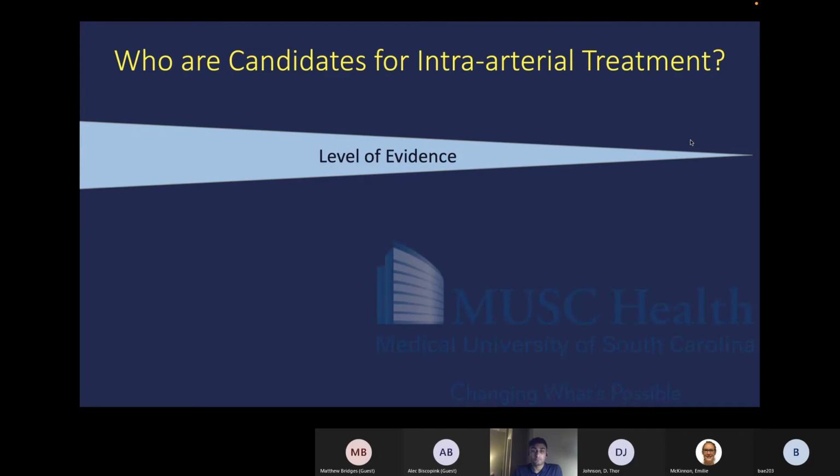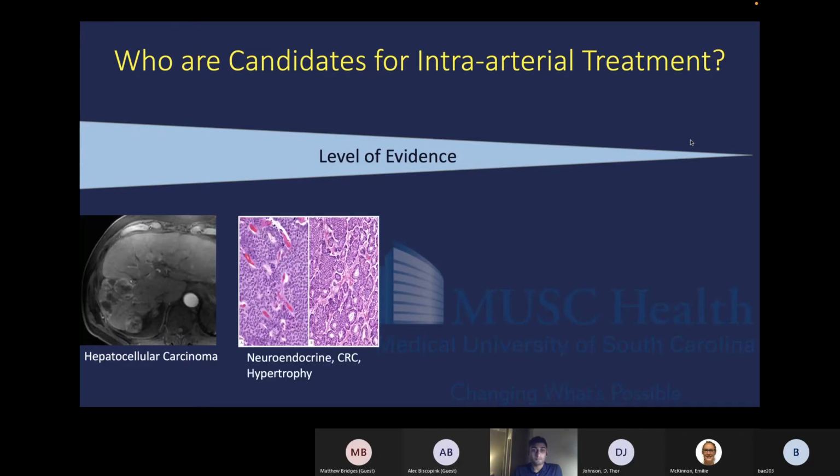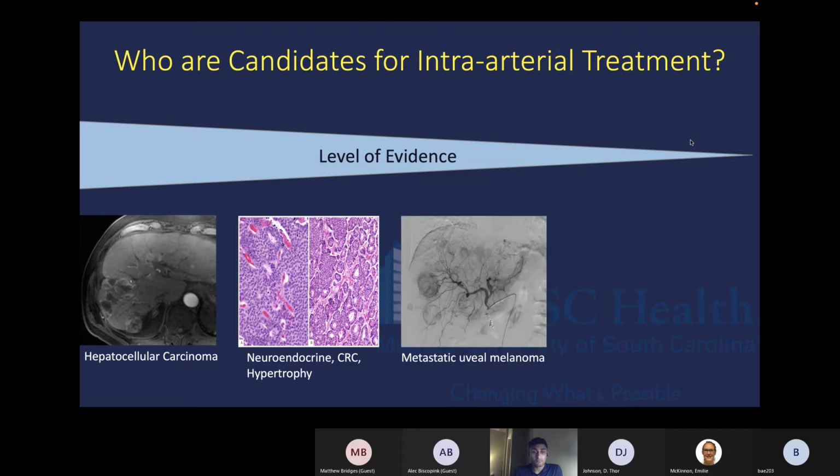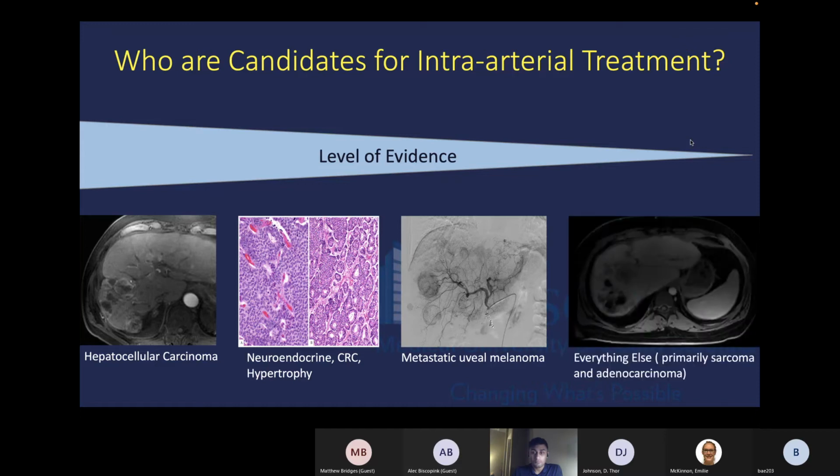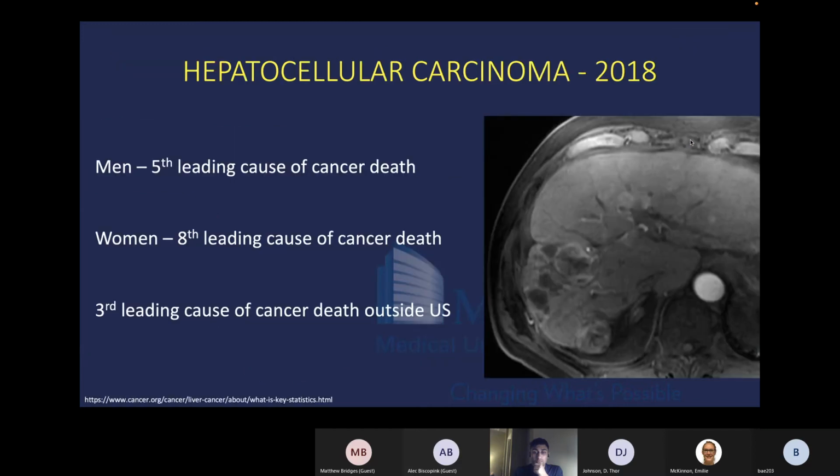And so with interarterial treatments, we have really, really good evidence for HCC. We have really good evidence for neuroendocrine, level one evidence for colorectal cancer, level one evidence for hypertrophy, and I'll talk more about that in a second. Metastatic uveal carcinoma, significant survival benefit. And then everything else, we do it sometimes, but the evidence is less robust. For Y90, there's decent evidence for basically any adenocarcinoma, but it's still not prospective, randomized, level one kind of stuff. So the level of evidence gets a little dodgier the farther you go down.